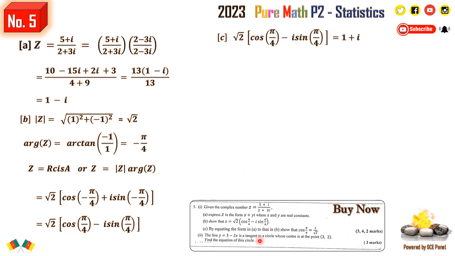Next part now. By equating the form in A and the form in B, we should show that cos pi on 4 is equal to 1 on root 2. So we equate 1 minus i to root 2 (cos pi on 4 minus i sin pi on 4).